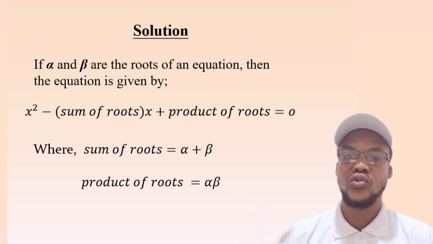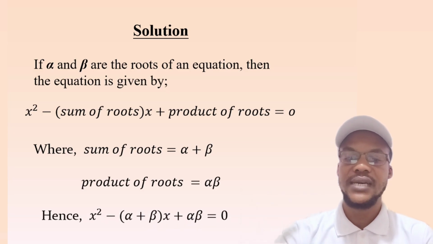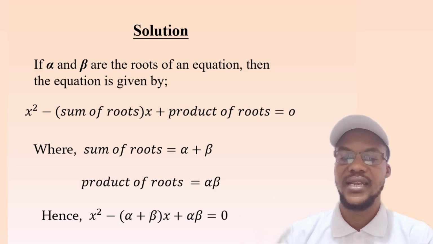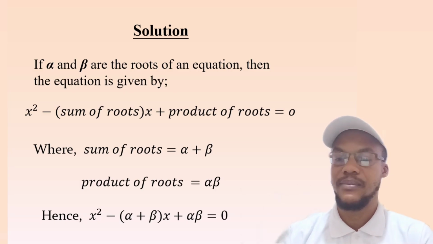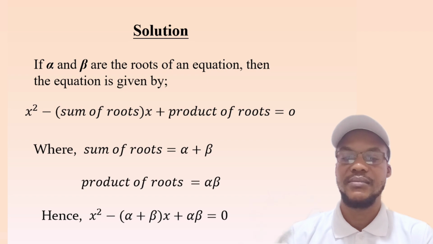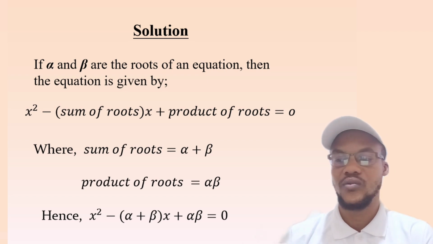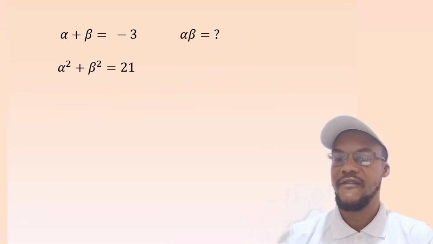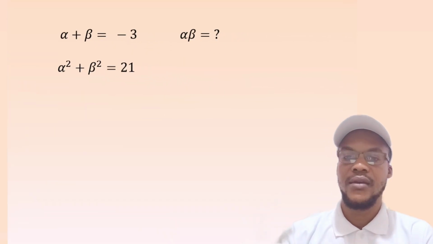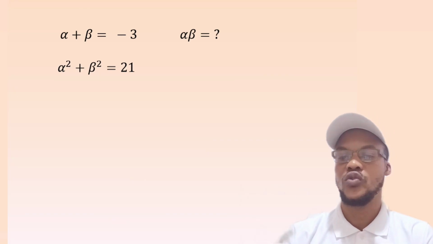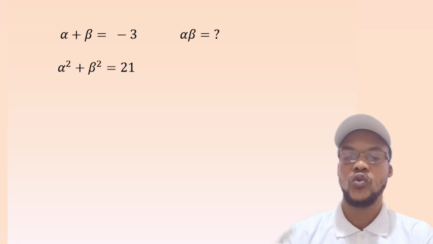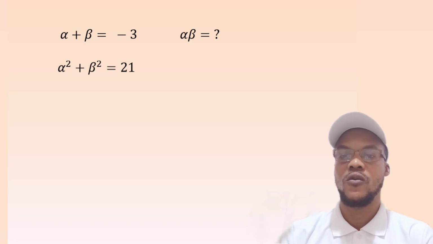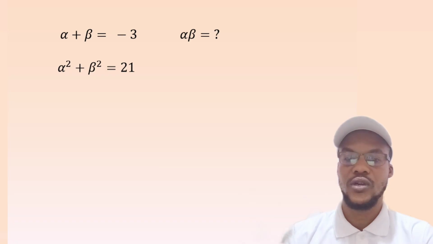If we substitute, we are going to get x squared minus (alpha plus beta)x plus alpha beta equal to 0, and that is the quadratic equation. In the question, we're given alpha plus beta as -3. We don't know alpha beta, but we were also given alpha squared plus beta squared, which is equal to 21. So in this case, we are going to work out alpha beta and see what we get.